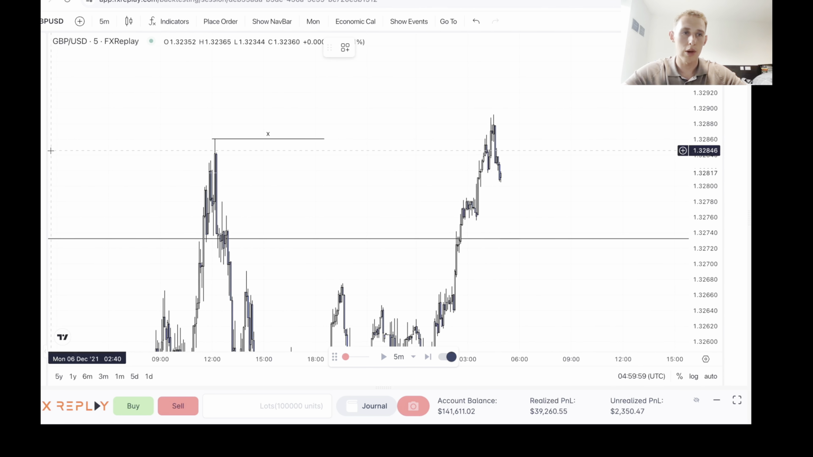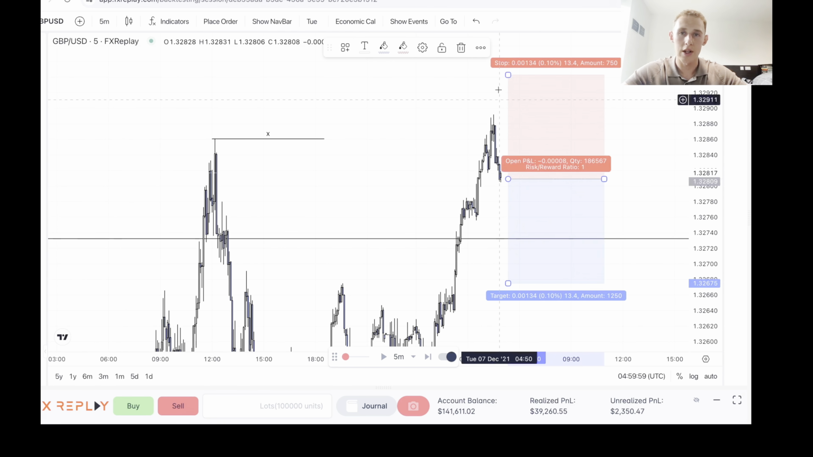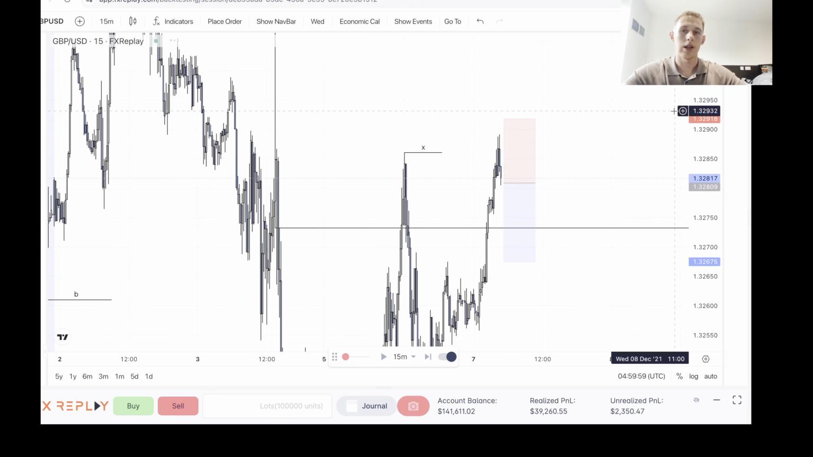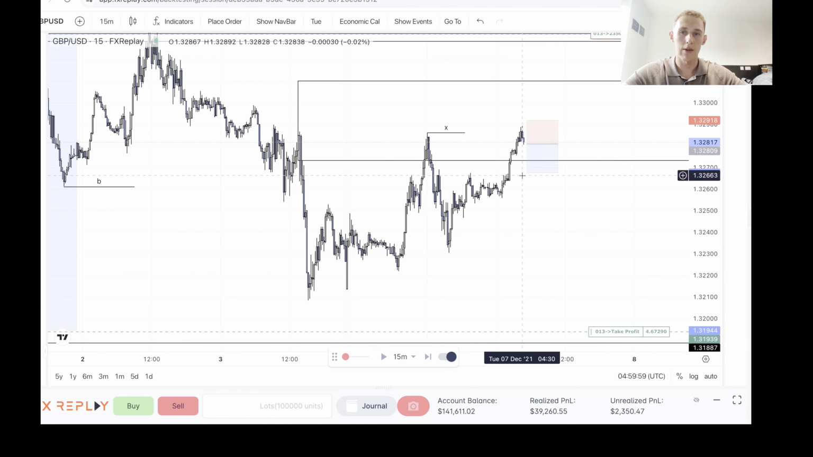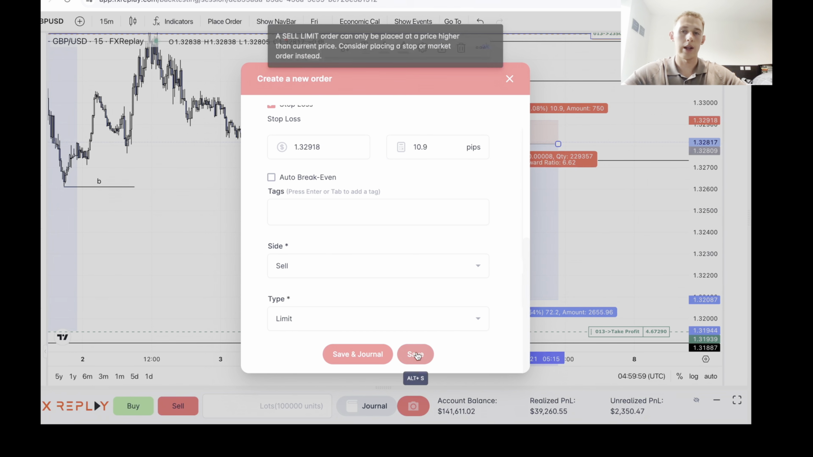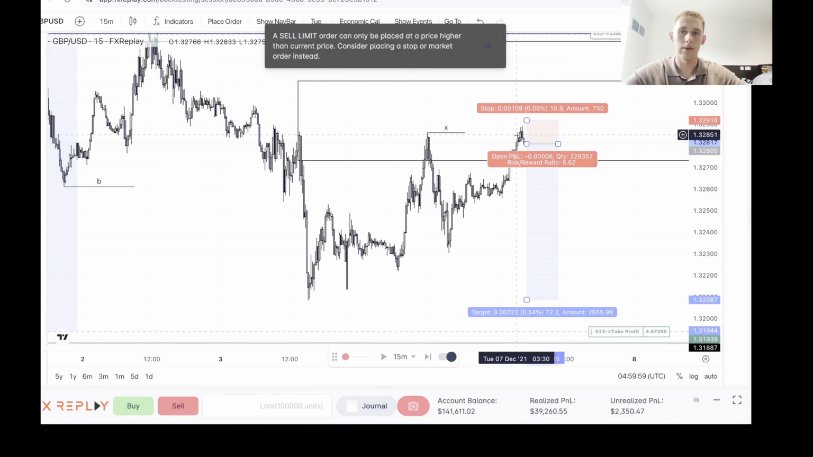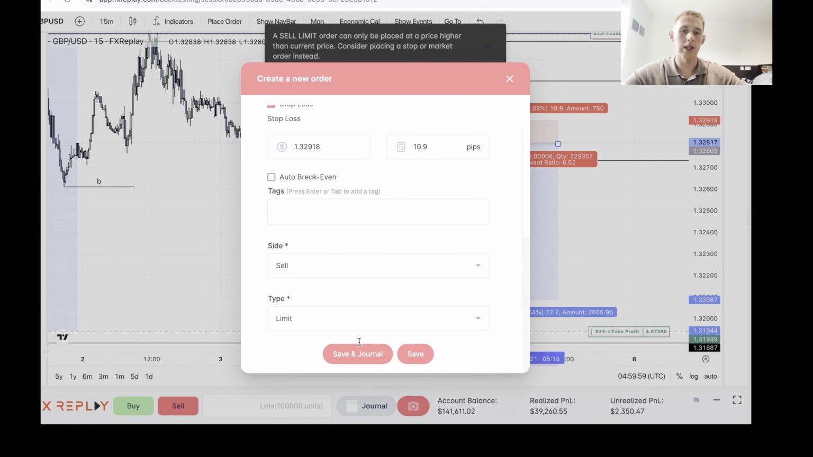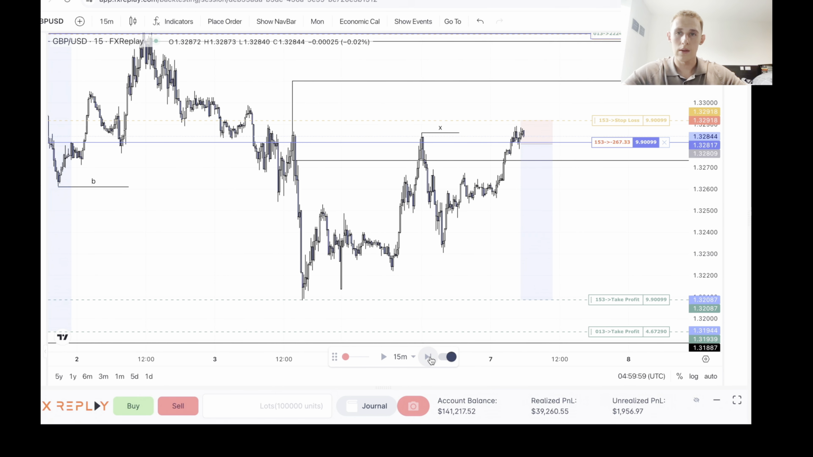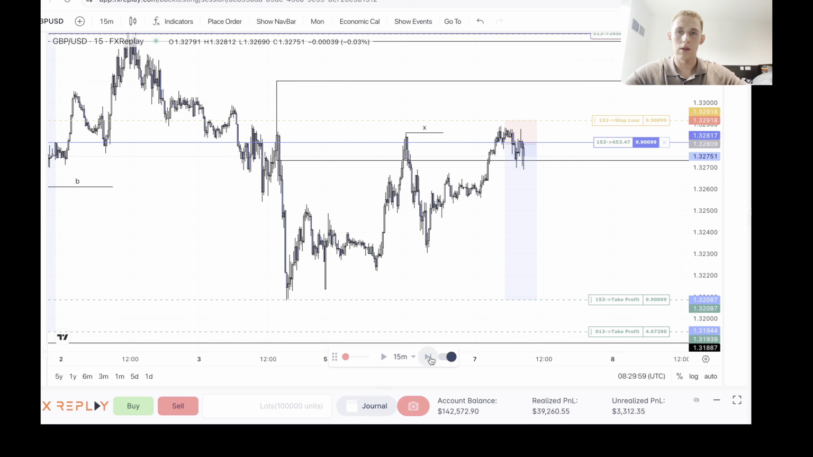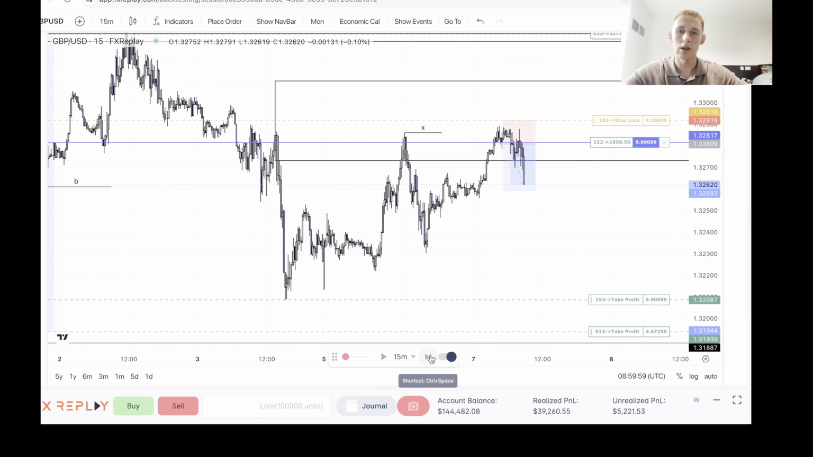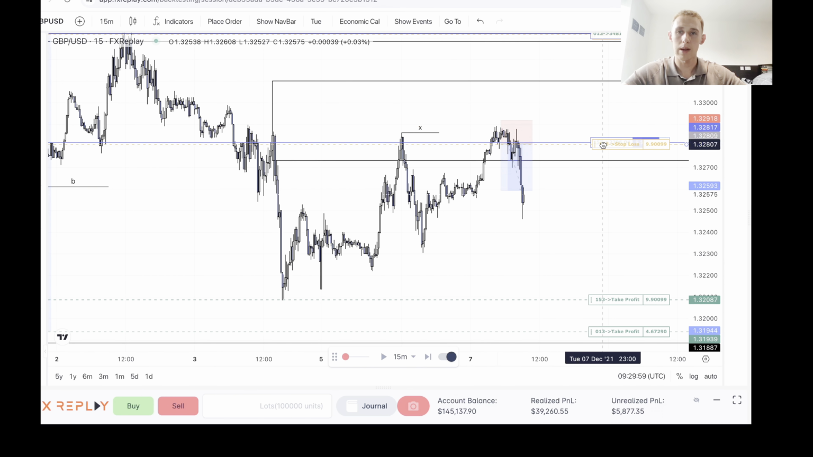5-minute structure got broken. I am going to just enter here, stop slightly above that high. And for targets, we're going to go for this low, like this. So this needs to be market execution. Break-even point is this region. There we go. So we can make it break even now.